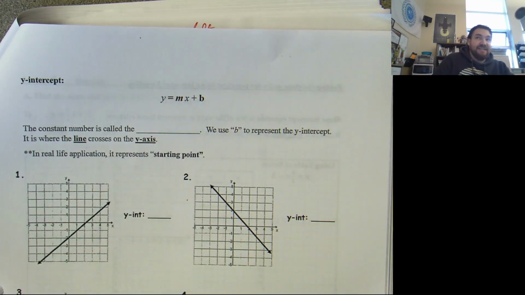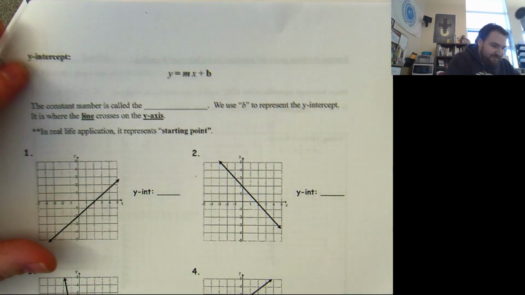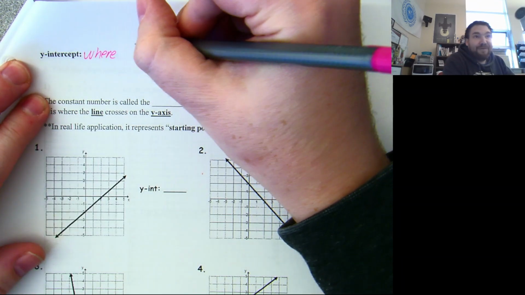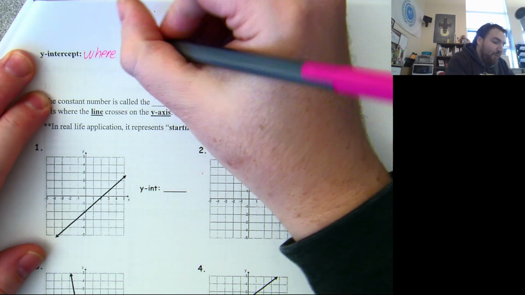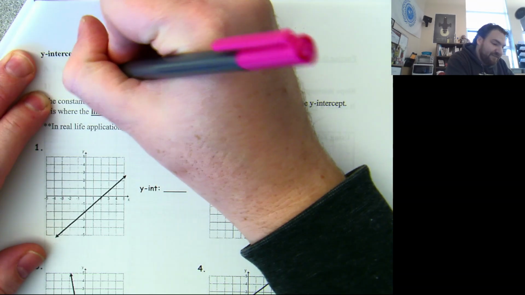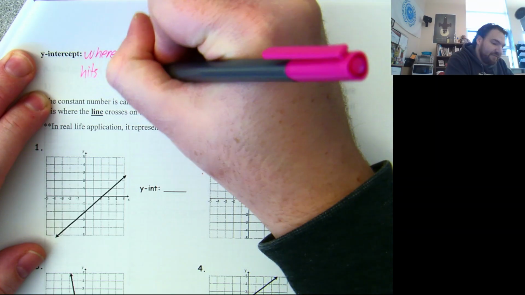When you're ready, flip the page. Put it all together. This is the y-intercept. Where, because I'm a 49ers fan. Be nice. Where the line hits the y-axis.